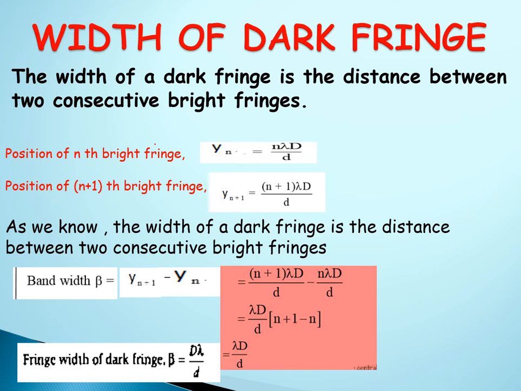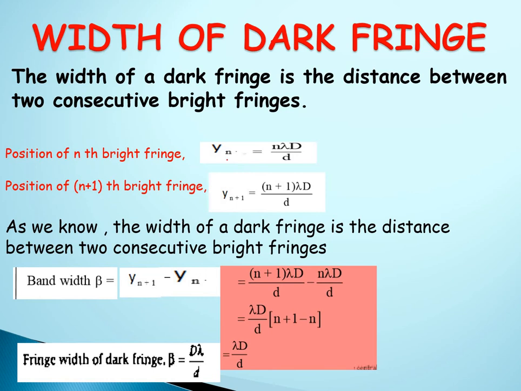Okay. So once again, this I have written in the previous slide also. The width of a dark fringe is the distance between two consecutive bright fringes. So when we take equations in general, we don't say that the width of the third dark fringe is equal to the distance between the third and fourth bright fringe. Okay, what we will do is we always go for general equation. So the width of a dark fringe is the distance between two consecutive bright fringes. So we are taking the nth bright fringe and n plus 1th bright fringe. Like we say third and fourth bright fringe, we are taking nth bright fringe and n plus 1th bright fringe.